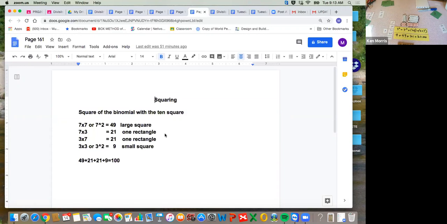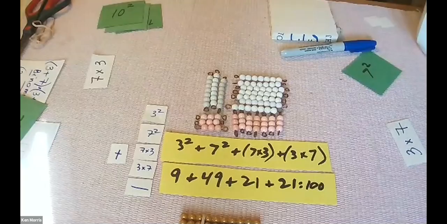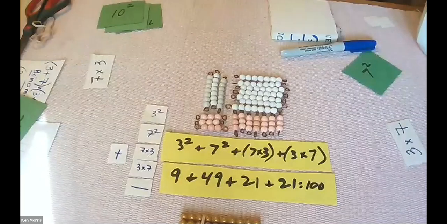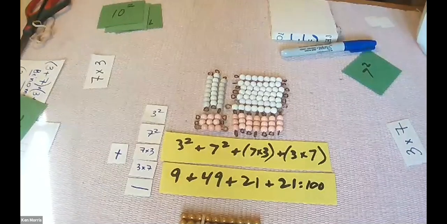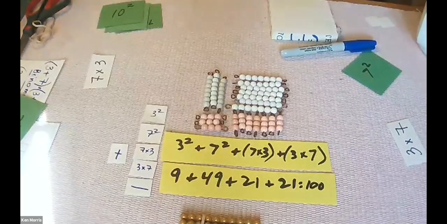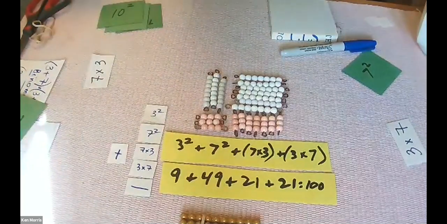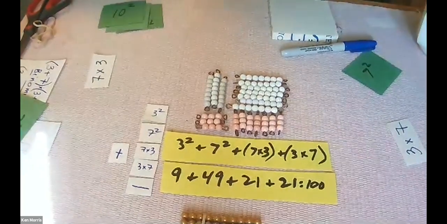Okay. It's all perfectly clear? Okay, I hope so. All right, so the album shows this as a separate presentation, but I like to do it together.